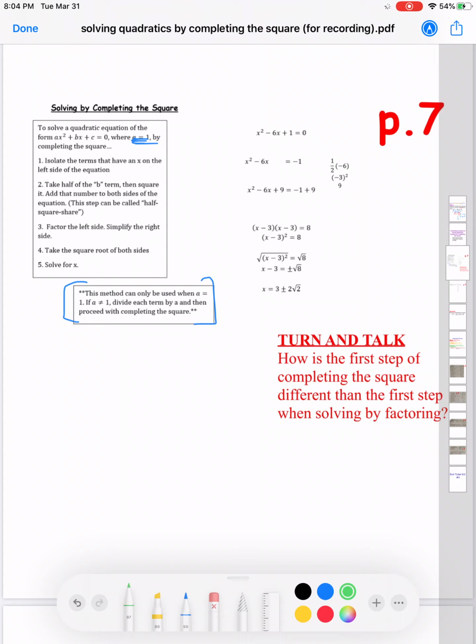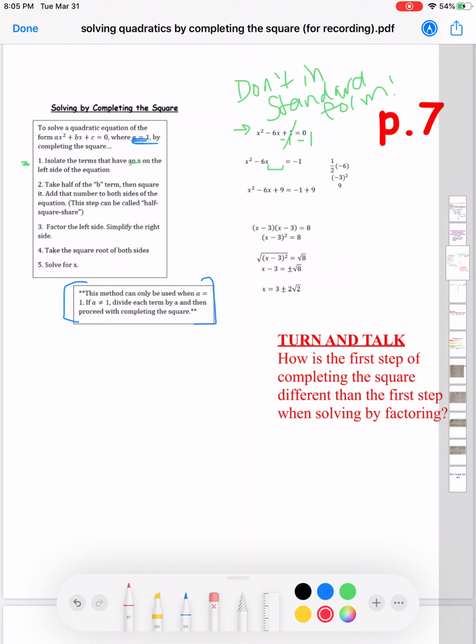Step number 1, it says, is to isolate the terms that have an x on the left side of the equation. So this step is a little different because you'll notice here that they started with the equation in standard form, but we actually don't want our equation in standard form. I'm just going to annotate that. We don't want it to be in standard form because it said I only want my terms that have an x to be on the left-hand side. So you'll notice that they took the 1 and they subtracted the 1 over to that right side. Notice that I left a space here where it says after the minus 6x. So let's see what that space is all about.